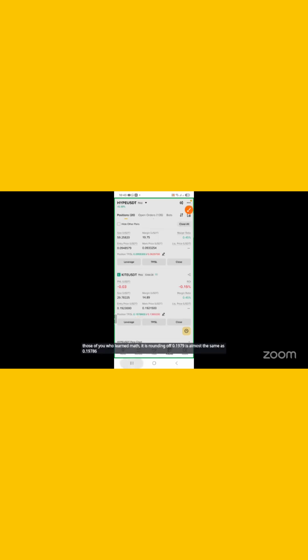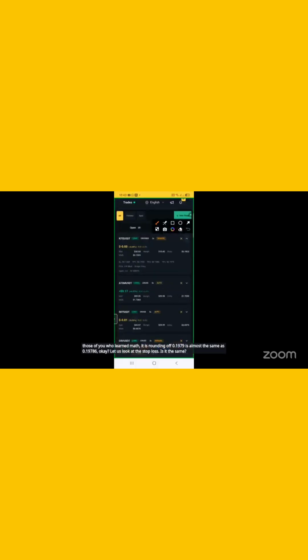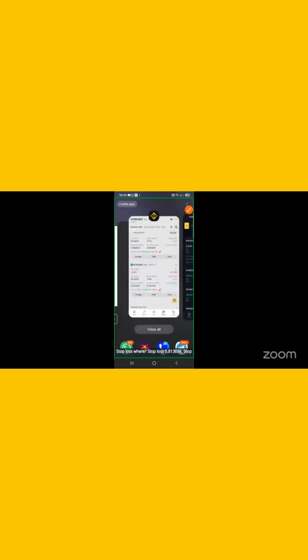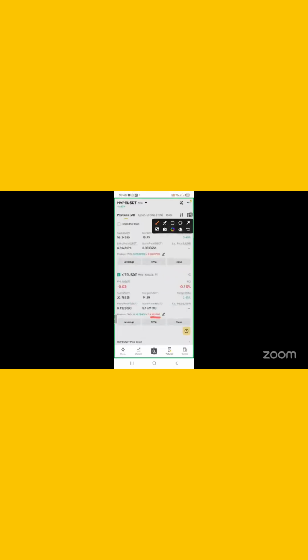Okay, let's look at the stop loss. Is it the same? Stop loss 0.1369. Stop loss where? 0.1369. Isn't it the same, guys? Who agrees that it is the same?